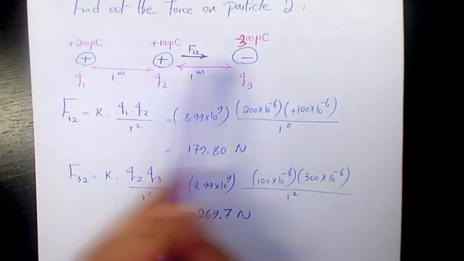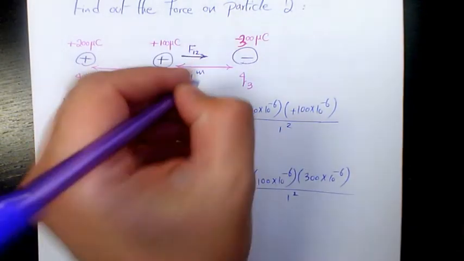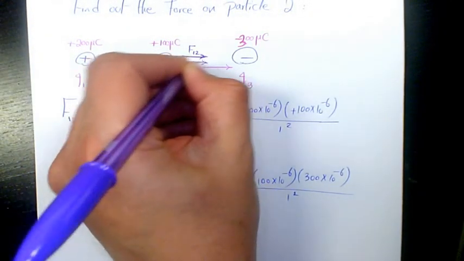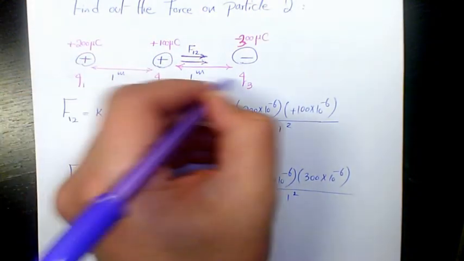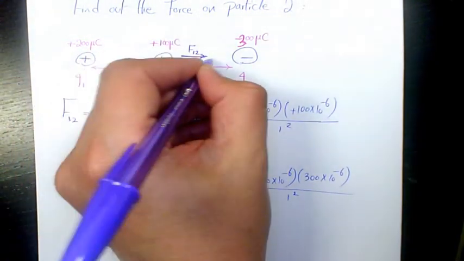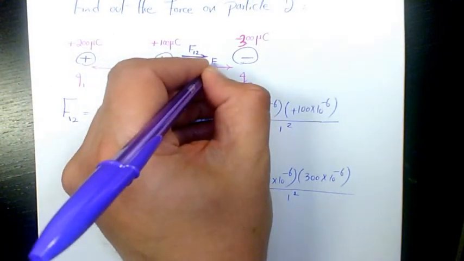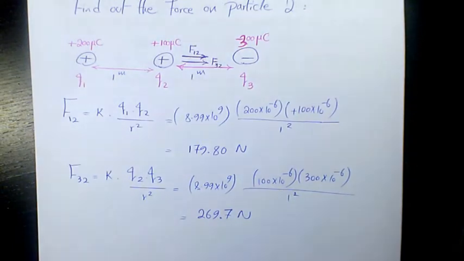We have two unlike charges, so it means that they attract each other. So the force on the second particle, due to the presence of particle number 3, is going to be toward the right. So F32 is going to be toward the right.